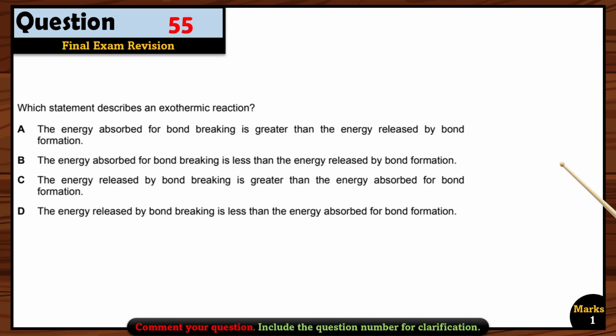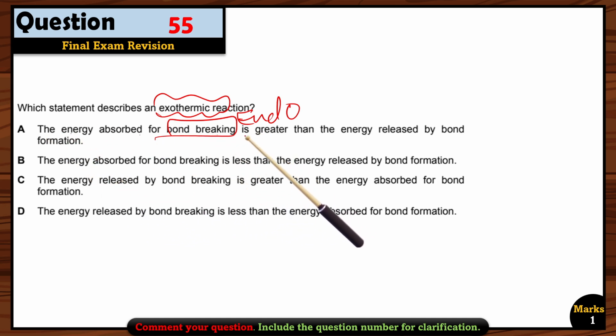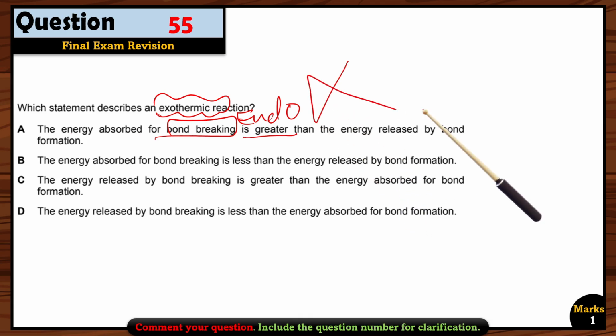Question 55, which statement describes an exothermic reaction? Now, if you see, the energy absorbed for bond breaking is greater. So now this question is related to breaking the bonds or making the bonds. Bond breaking is always endothermic. So it means for exothermic, the bond breaking should be less, right? Because if bond breaking is more, it means it's an endothermic reaction. So we have to see the energy absorbed for bond breaking is greater. Wrong. For exothermic, it should be less. The energy absorbed for bond breaking is less. Yes, this option is right.